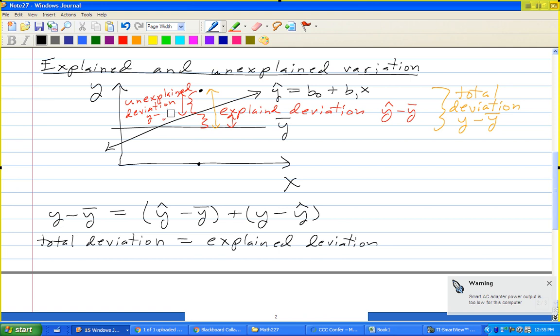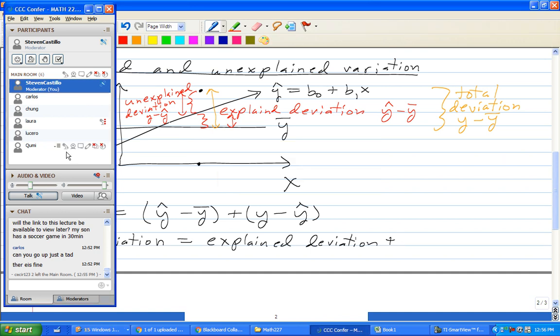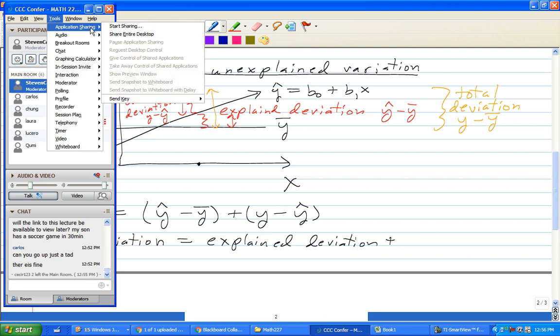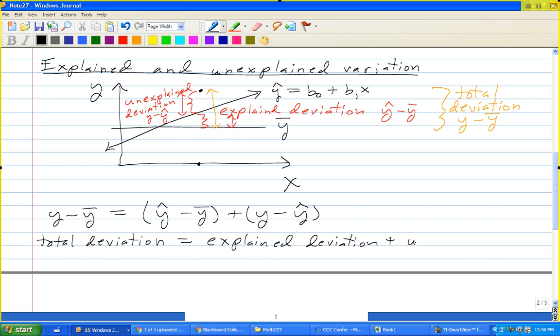Oh, of course, I wrote that wrong, didn't I? Because that is this amount, because when you add them, you get that. Oops. Plus, there was a typo there, plus the unexplained deviation. Uh-oh. I think I blanked out here for a second. Let me get back. Okay. Plus the unexplained deviation.